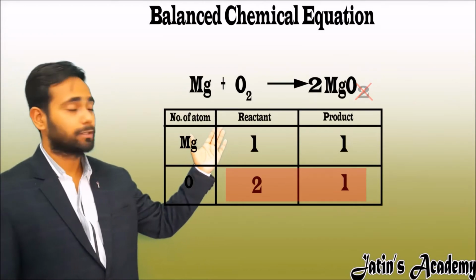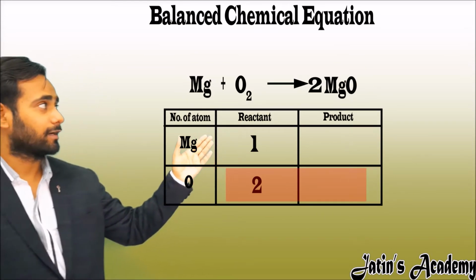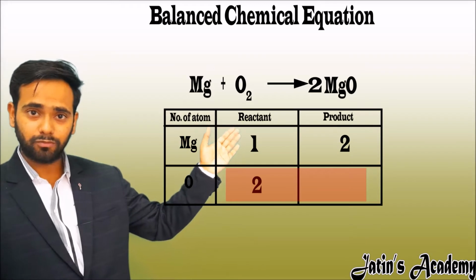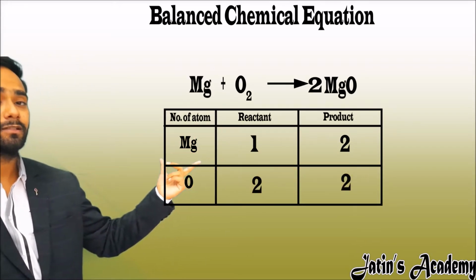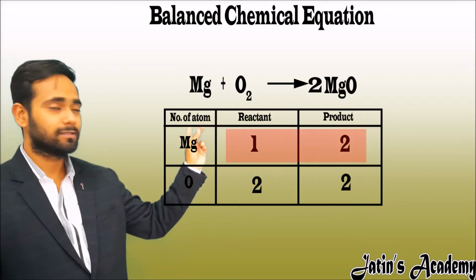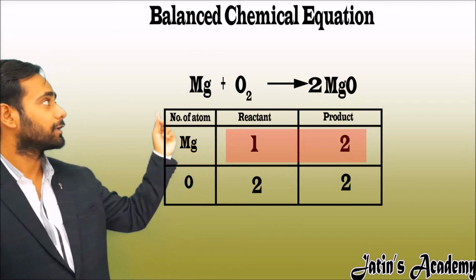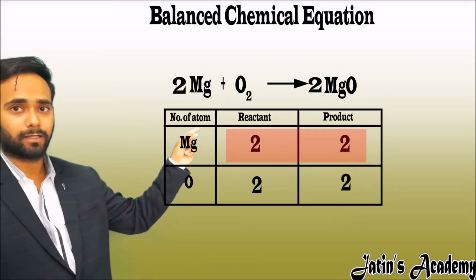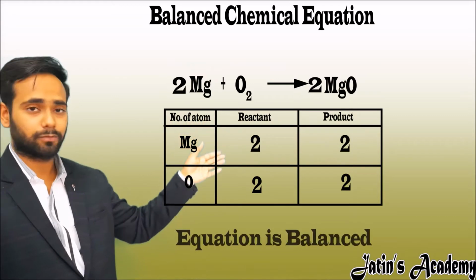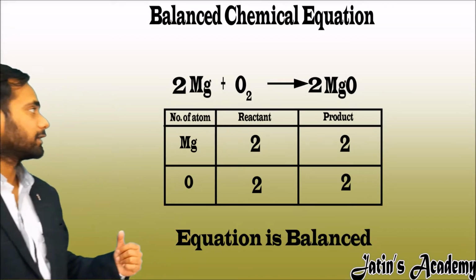Here we have to multiply 2 with the whole magnesium oxide. Now on the product side the magnesium atoms are 2, oxygen atoms are 2. Now oxygen is balanced but magnesium is not balanced. Now coming to the reactant side, multiply 2 with magnesium. Now the magnesium will become 2. Now the whole equation is balanced. Now you understand a little bit about balancing.